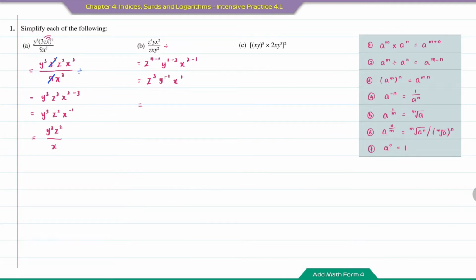Next, using the law in number 4, I'm going to write the y to the power of -1 as 1 over y. Therefore, you're going to have x z cubed over y.